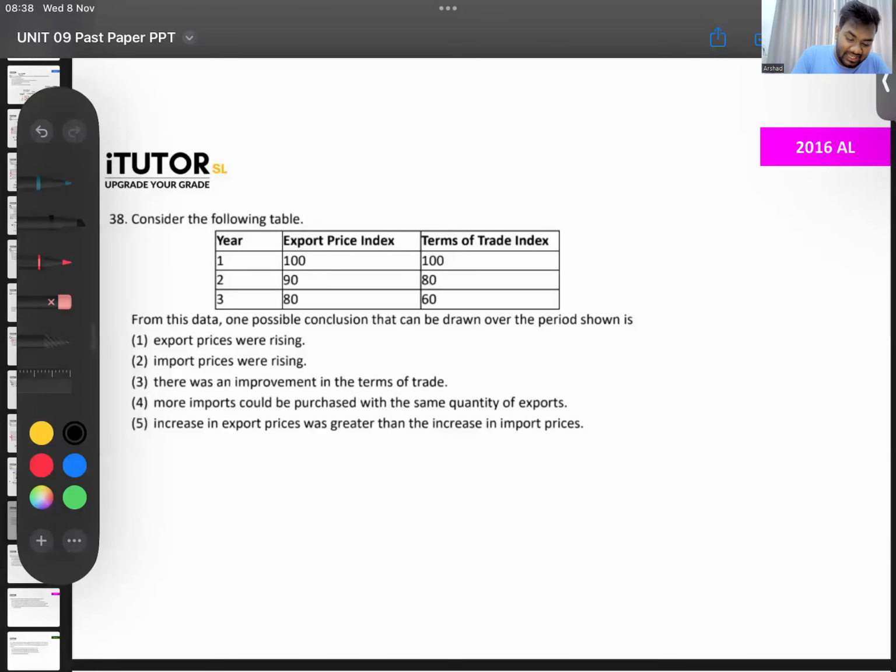2016, they repeated the same question that they asked in the previous year. You see, here export price index, import price index. Here, sorry, and the terms of trade. They did not even change the numbers. From this data, one possible conclusion. You just tell me, Lama.